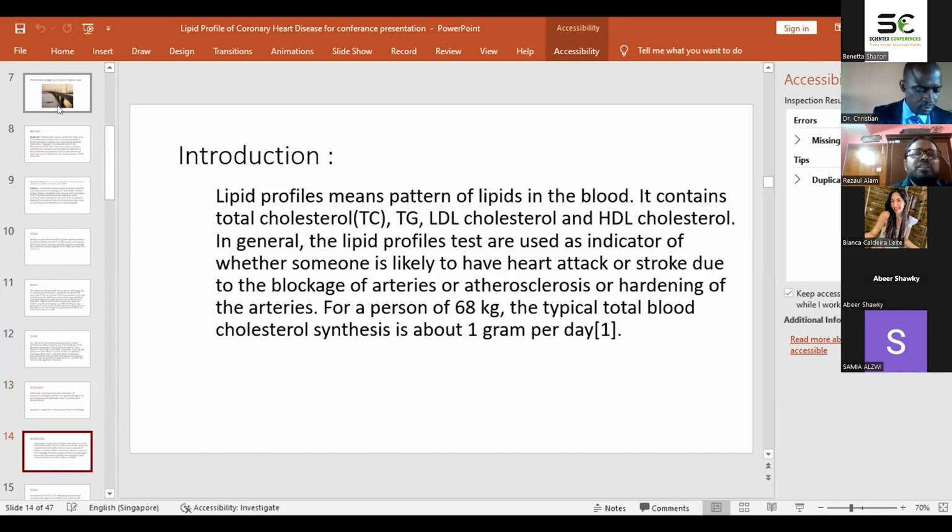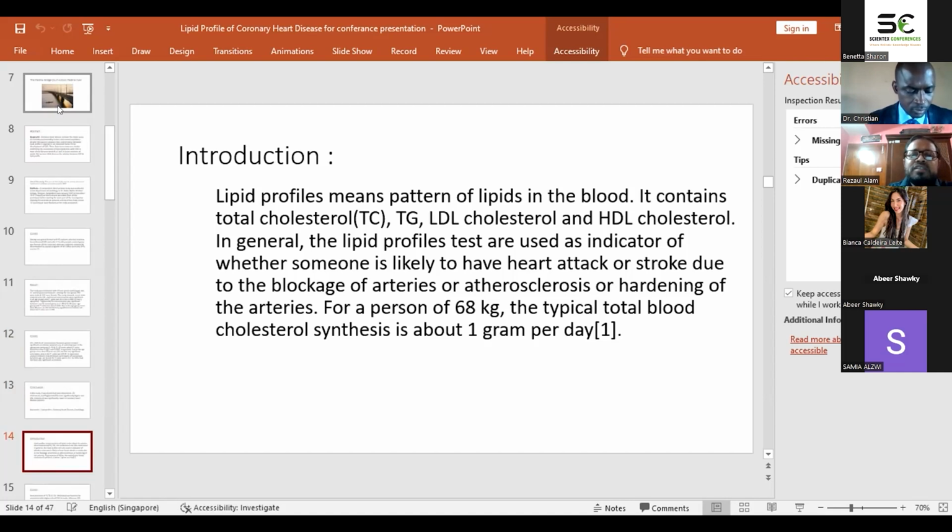Now the original things. The introduction. Lipid profile means the pattern of lipids in the blood. It contains total cholesterol, triglyceride, LDL cholesterol, and HDL cholesterol. In general, lipid profile tests are used as an indicator of whether someone is likely to have a heart attack or a stroke due to the blockage of the arteries, or atherosclerosis, or hardening of the arteries.